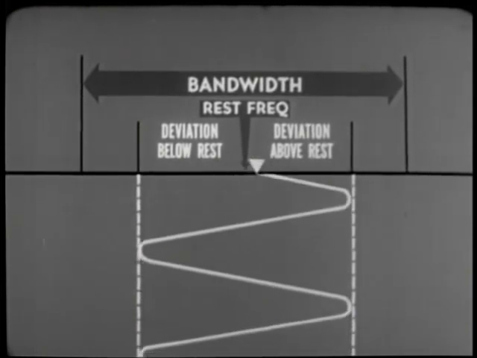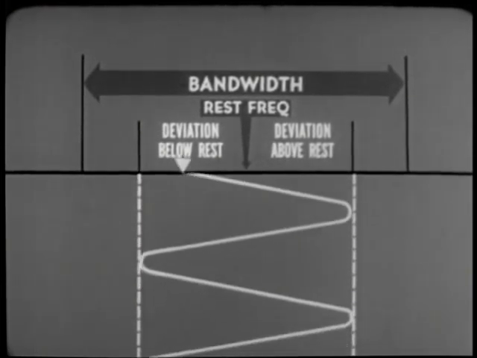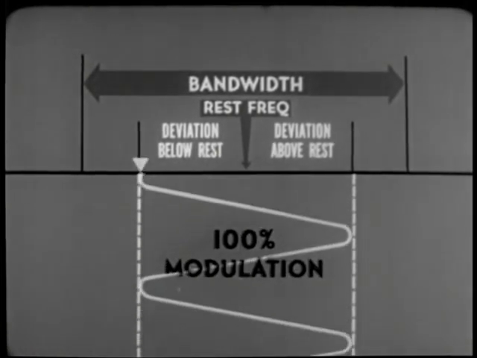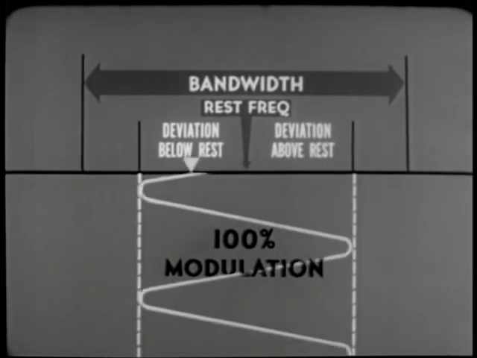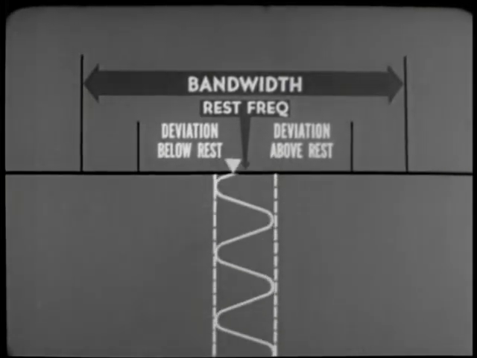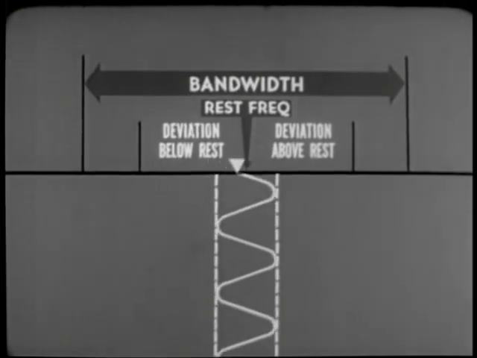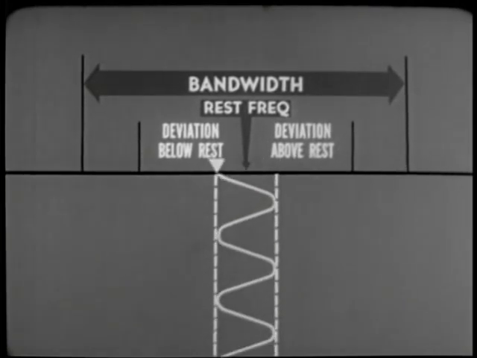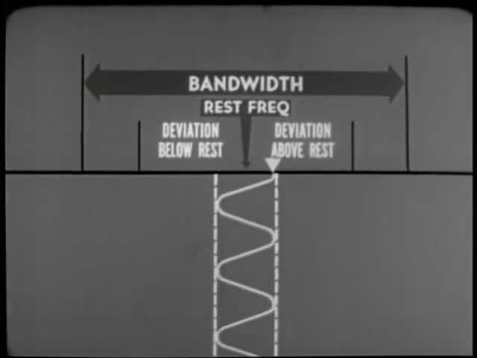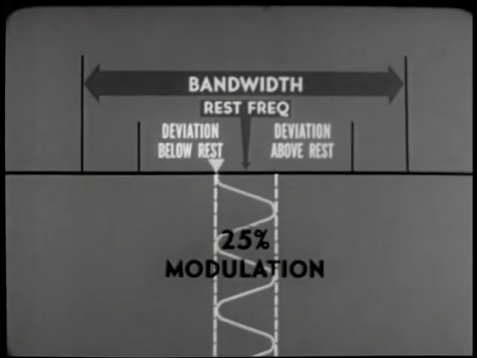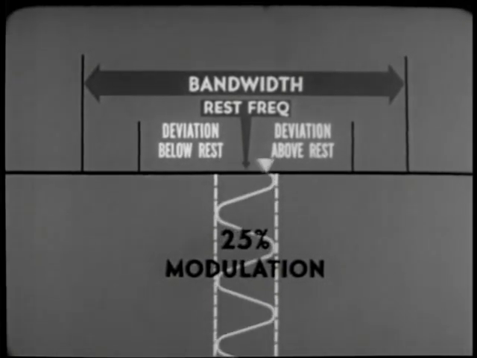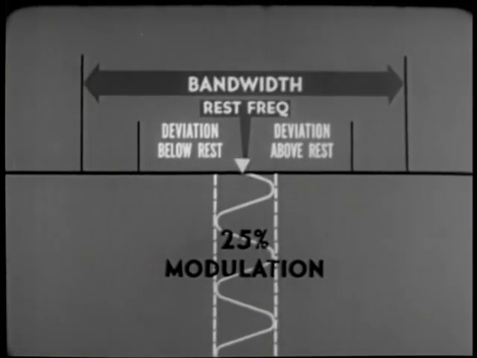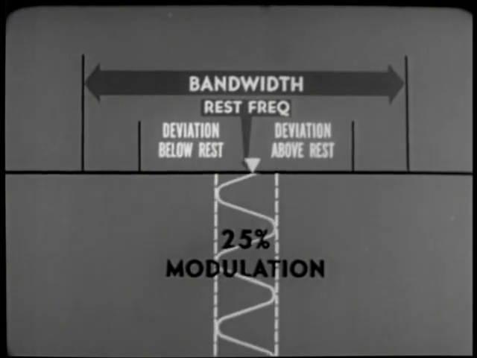And this brings up another point, percentage of modulation. In FM, 100% modulation is achieved when the carrier reaches full deviation. If the amplitude of the modulating signal is lowered so that the carrier deviates only 25%, or 1/4 the frequency scale allotted to it, the carrier is said to be modulated 25%. Percentage of modulation in FM, therefore, refers to the amount of carrier deviation in relation to the total frequency range, or range of deviation allotted to the particular FM channel.